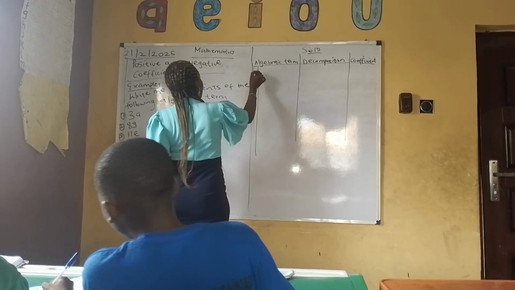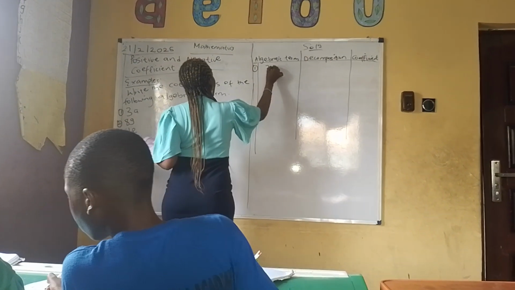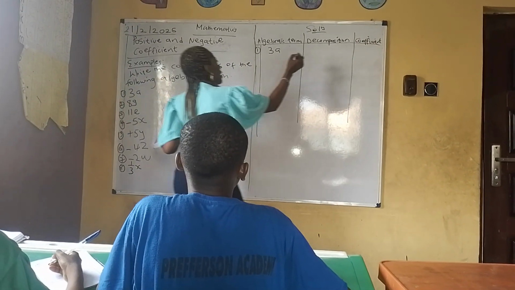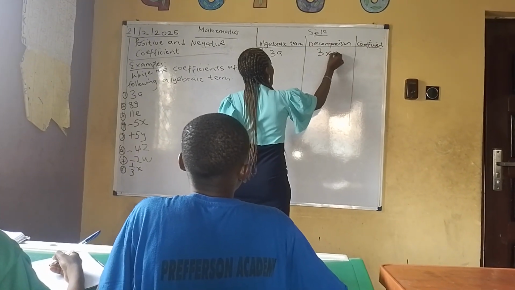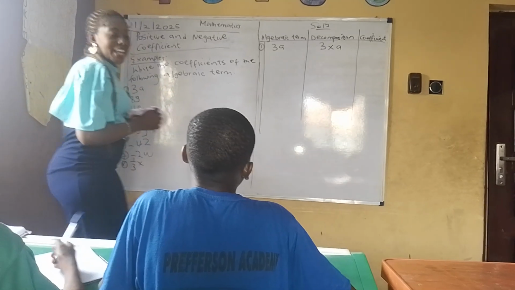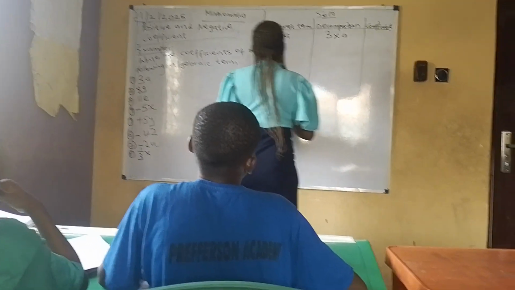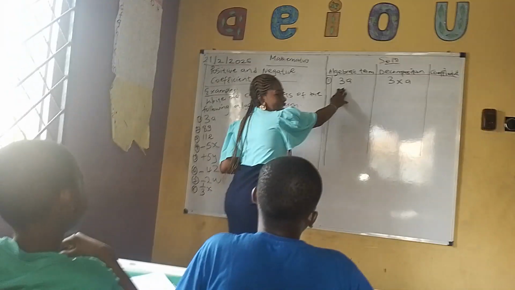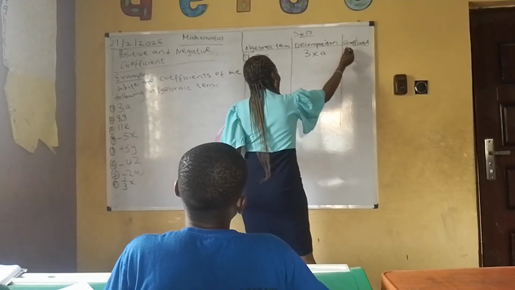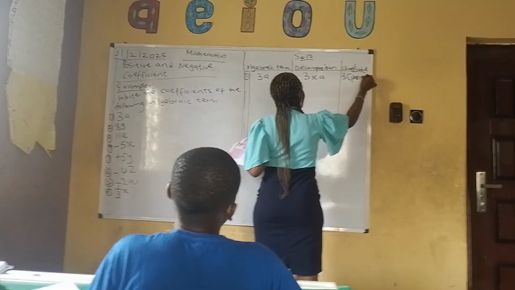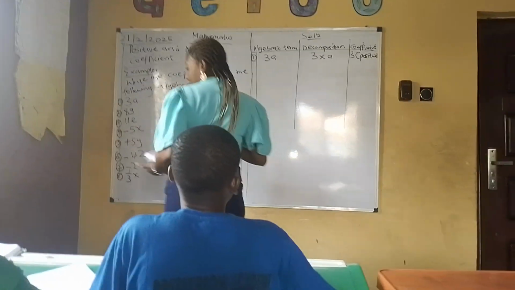The first one there is what? 3a. What is the decomposition of 3a? What does it mean? It means 3 times a. Are you seeing it now? That's the decomposition: 3 times a. Now what's the coefficient here? 3, yes, and it is positive. Are you seeing it? Yes, ma'am.